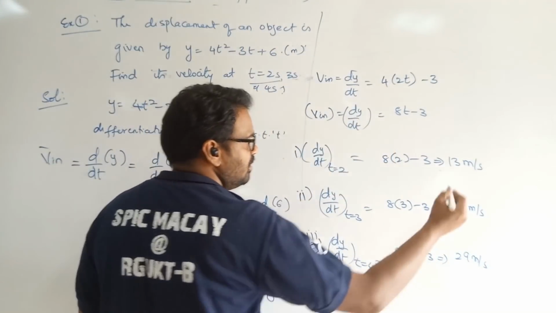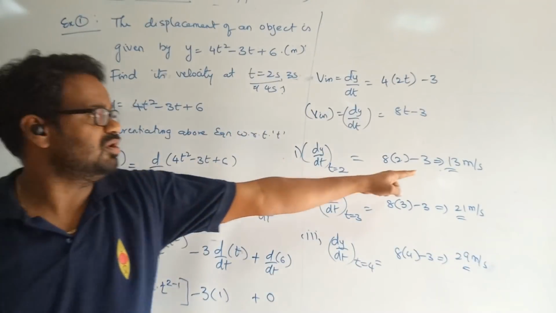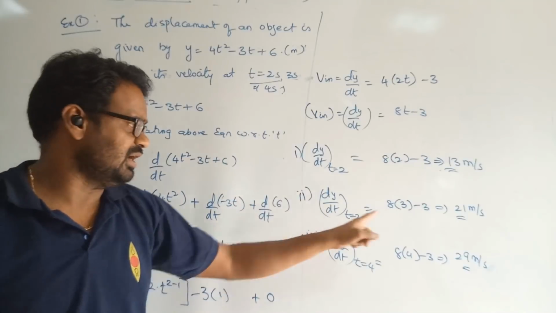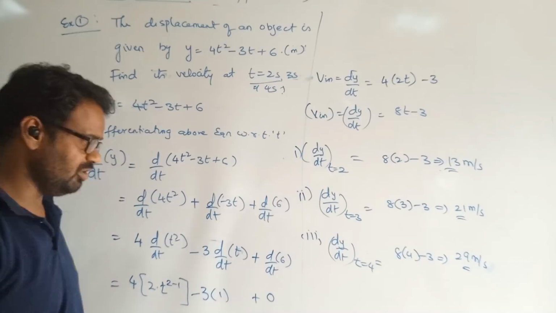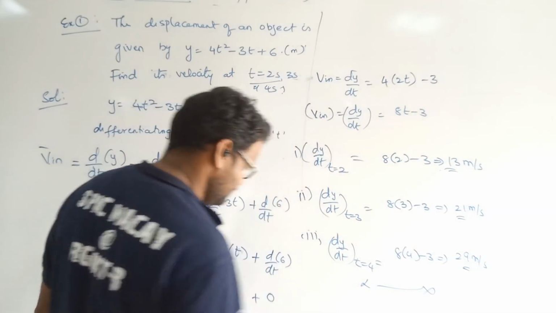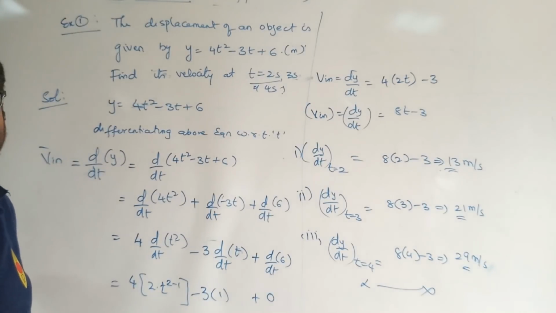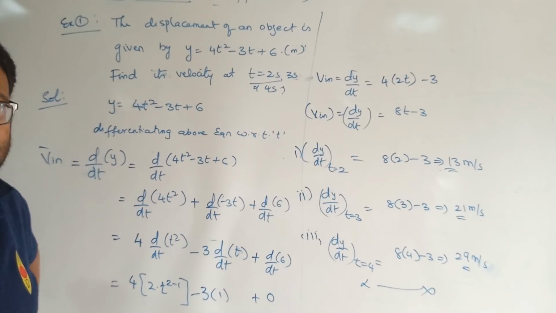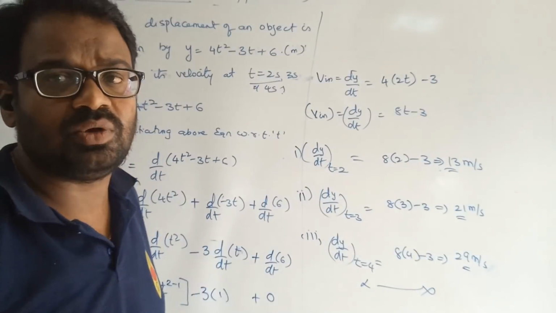Now this is what we call instantaneous. At the end of 2 seconds his velocity is 13 meters per second. At the end of 3 seconds the velocity is 21 meters per second. At 4 seconds it is 29 meters per second. This is how we apply the formula of differentiation to understand the concept of instantaneous velocities. It is a very important thing, you must understand this. Without understanding this, you cannot go further.